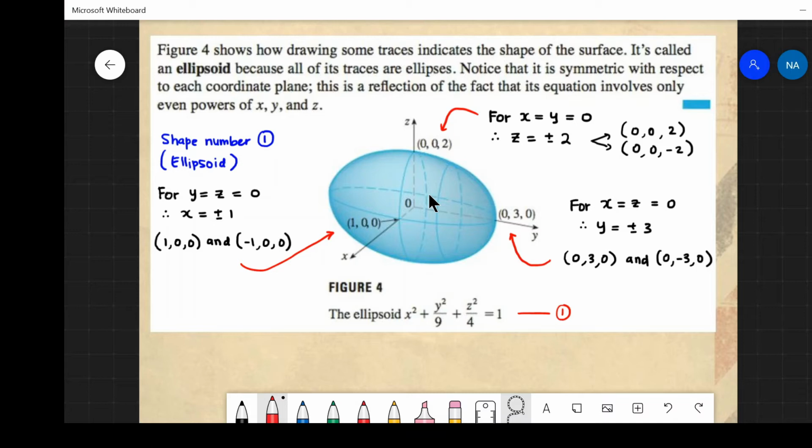Besides the reflection points, we must know how to determine the most important points for sketching. This is the first one, this is the second one, and this is the third one.